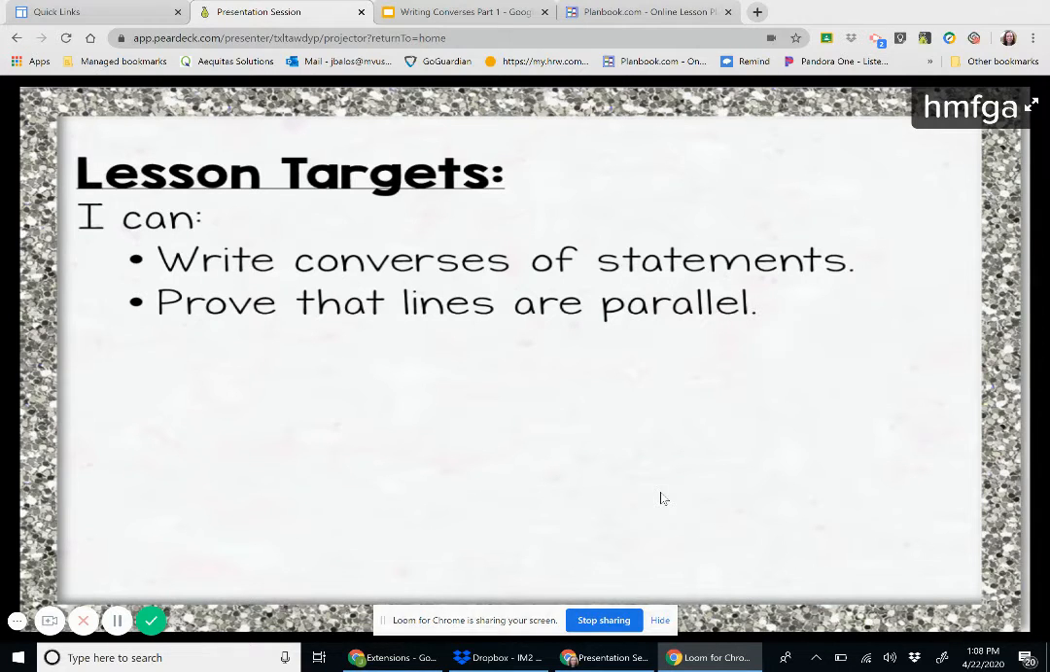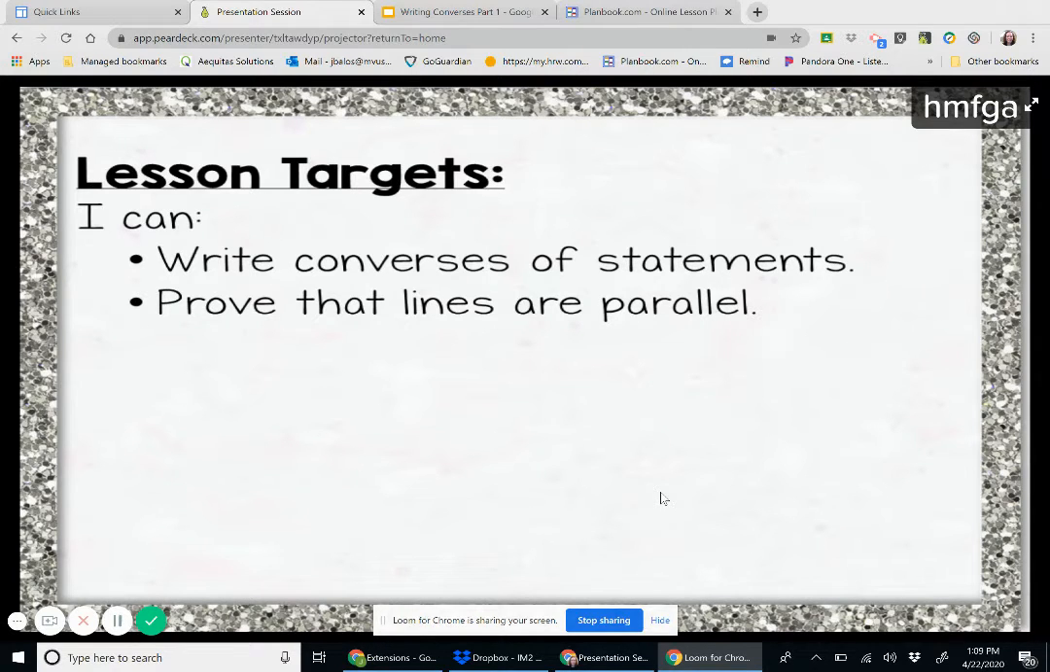Corresponding angles are congruent. Alternate interior angles are congruent. Same side interior angles are supplementary. But remember, these rules only work if the two lines are parallel.